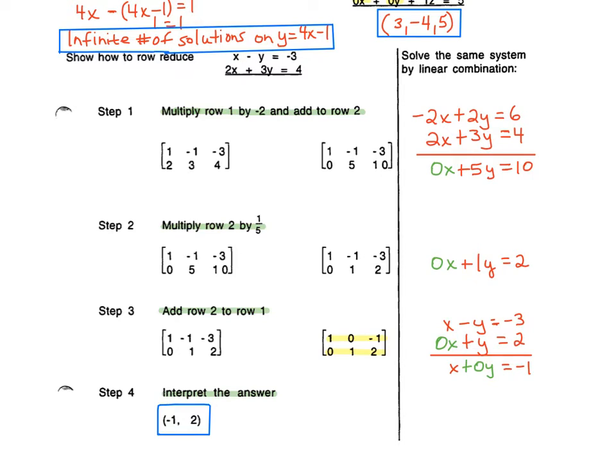All right, then how that's going to help us is, remember that these represent the coefficients for the x's, these represent the coefficients for the y's, and these represent the constants. So if I interpret this answer, this is saying 1x is equal to -1 and 1y is equal to 2. And that is written as an ordered pair as -1, 2.